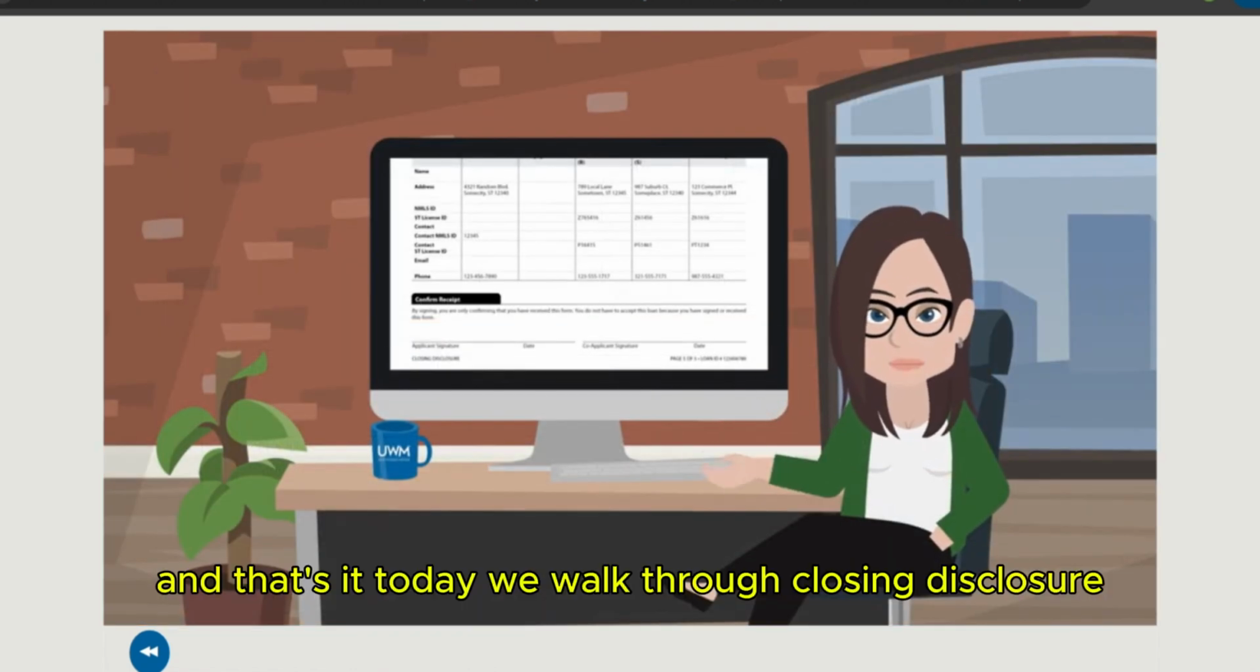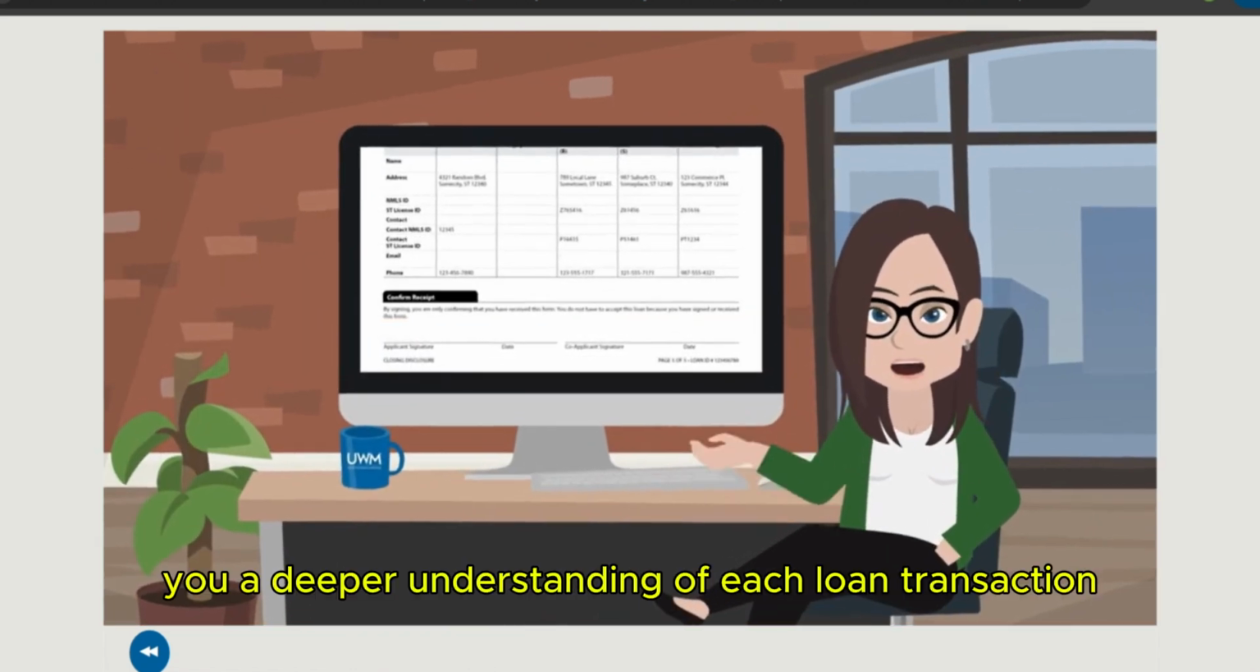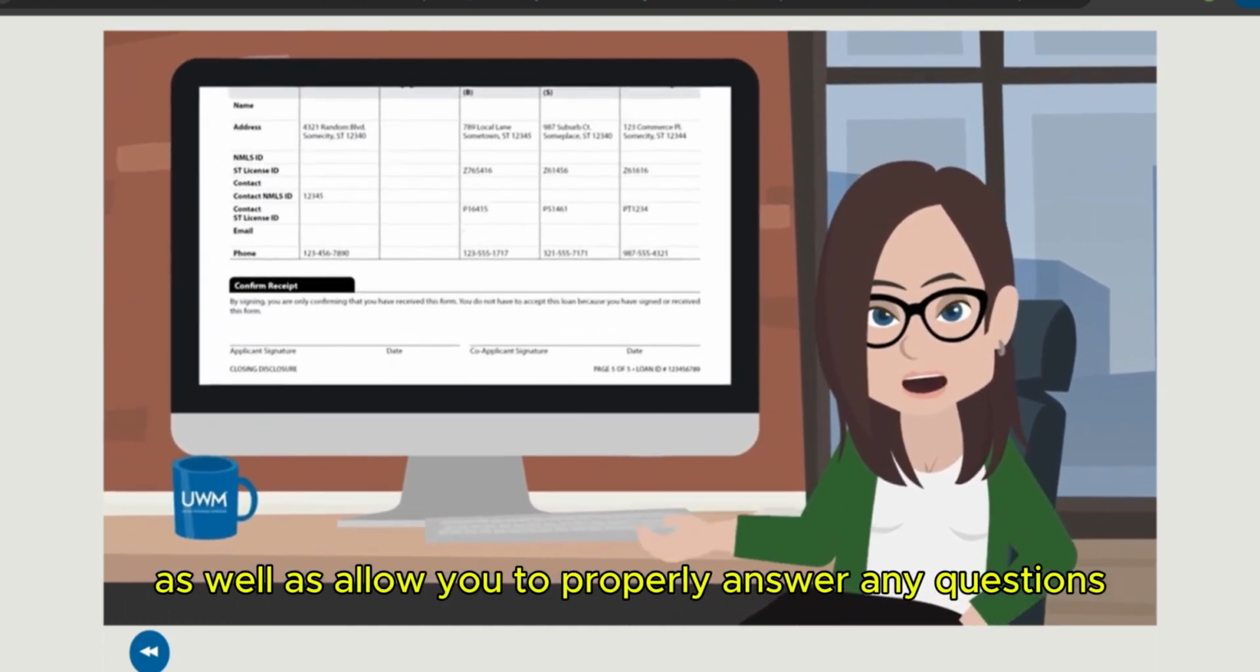And that's it. Today, we walked through a closing disclosure. Being able to read a closing disclosure can help give you a deeper understanding of each loan transaction, as well as allow you to properly answer any questions your borrower may have.